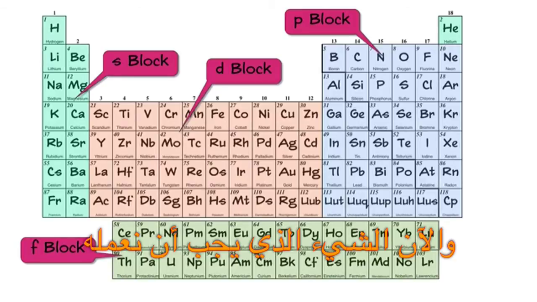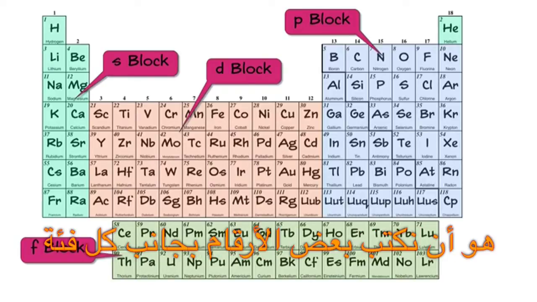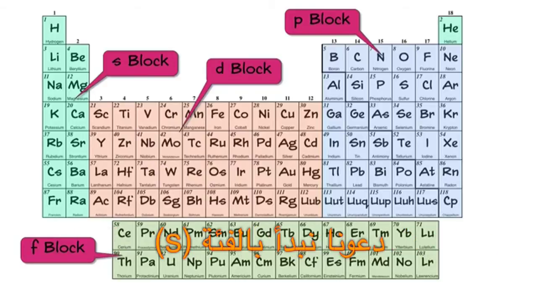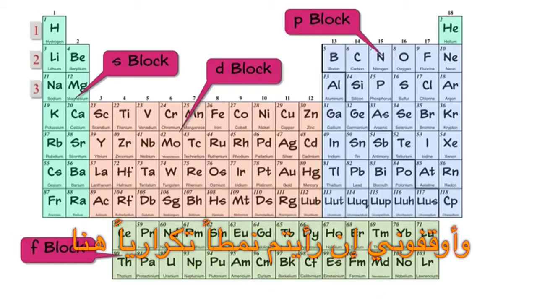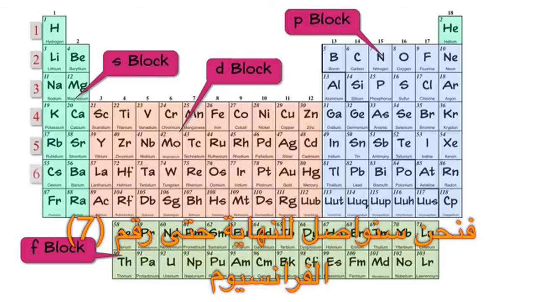Now the next thing we need to do is label down some numbers next to each of the blocks. Let's start with the S block. We want to put the number 1 next to hydrogen, number 2 next to lithium, and stop me if you see a pattern here. We go all the way to number 7, francium.